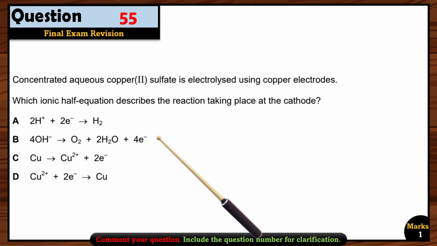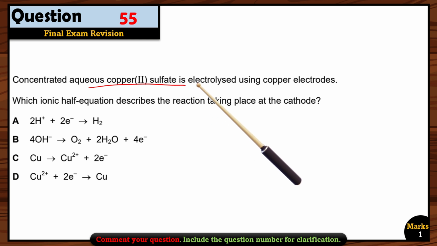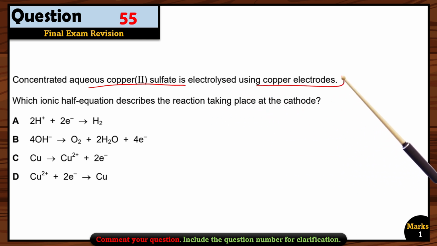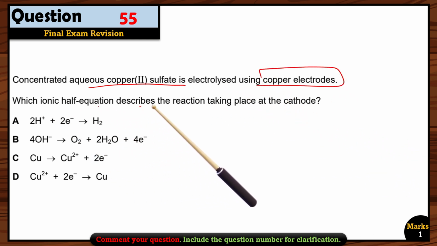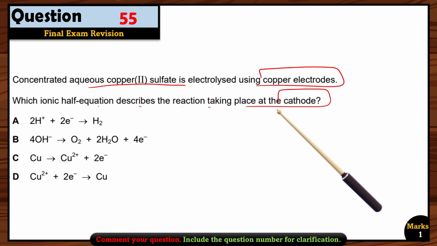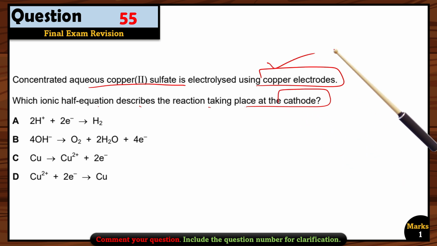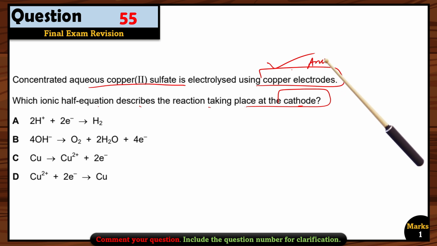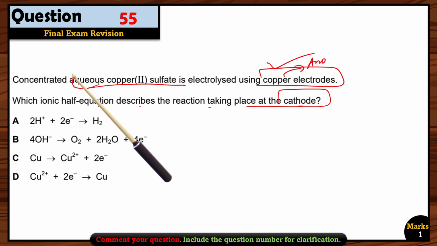Concentrated aqueous copper sulfate is electrolyzed using copper electrodes. Which ionic half equation describes the reaction taking place at the cathode? Now these are the copper electrodes, but the cathode has nothing to do with the copper electrodes. It's only the anode that matters if you have copper electrodes. But this is aqueous copper sulfate.